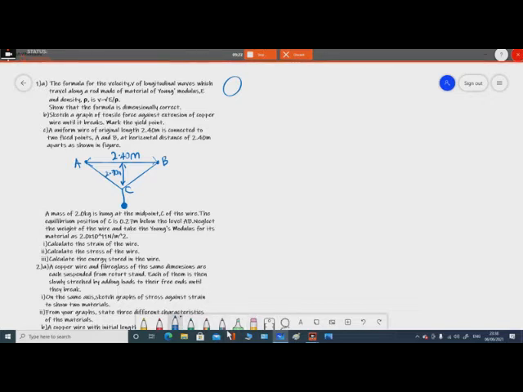Okay, so let's move on to part C. A uniform wire with the original length, which is L0, 2.40 meter, is connected to two fixed points A and B at a horizontal distance of 2.40 meter apart as shown in the figure. So between A and B there are 2.40 meter, and a mass of 2.0 kg is hung at the midpoint C of the wire. So this is the C.